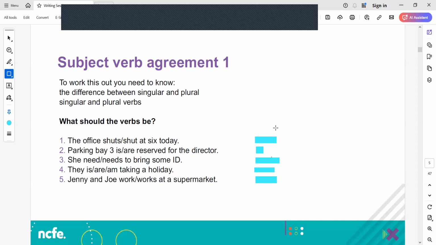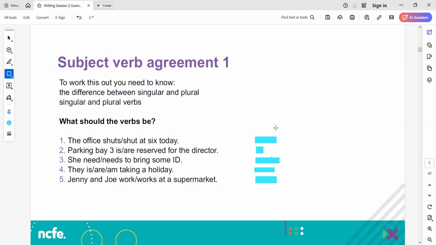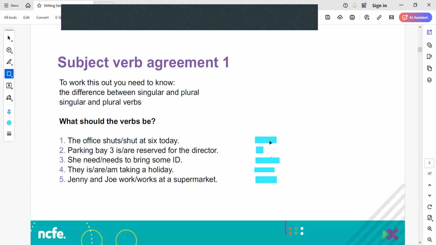So if someone asks, what time does the office shut? Would the reply be, the office shuts at 6 today, or the office shut at 6 today? Shuts. Shuts, well done. So the office is a single noun and the ending of the verb is with the S.